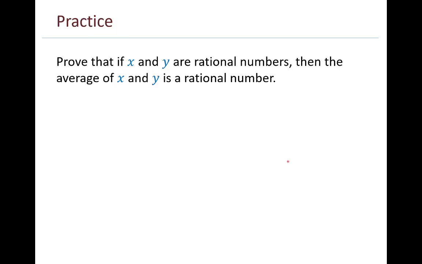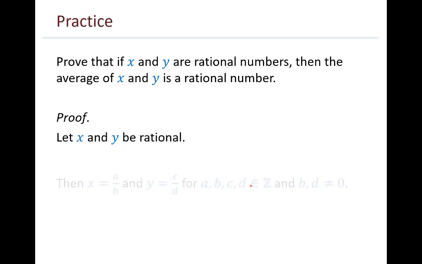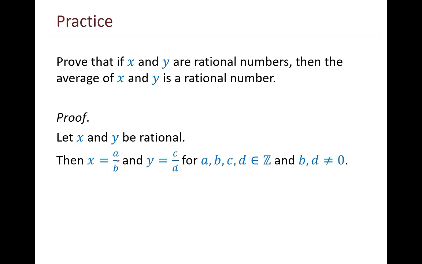Prove that if x and y are rational numbers, then the average of x and y is a rational number. Pause the video, write out your proof, and then unpause when you want to check your answer. Alright, here's what I have. Let x and y be rational. I write x as a over b and y as c over d for integers a, b, c, d, and b and d are not 0.